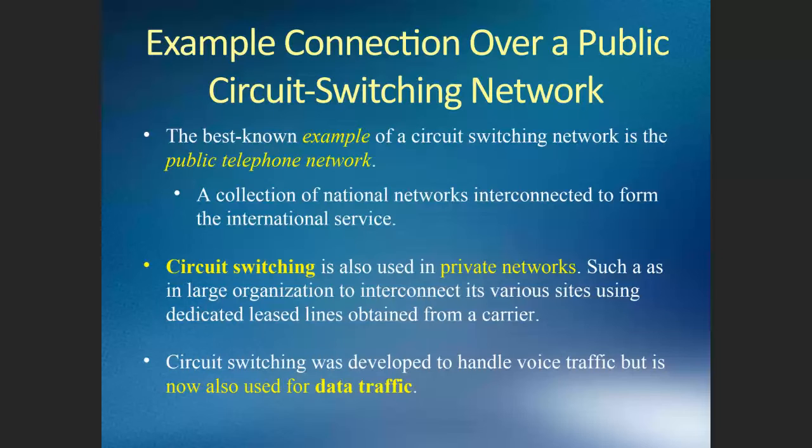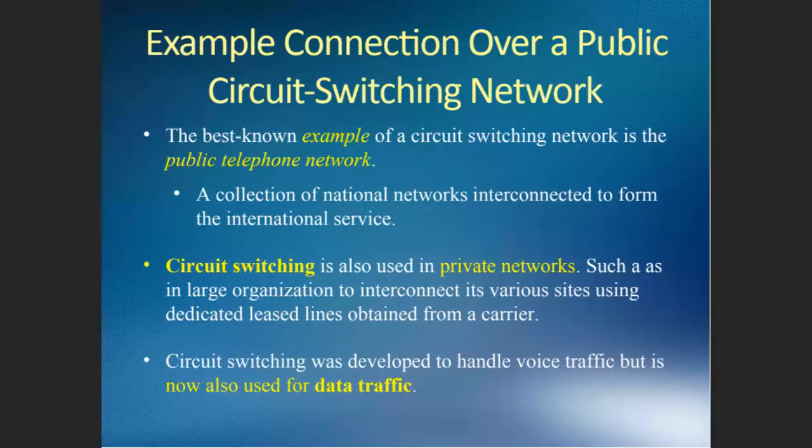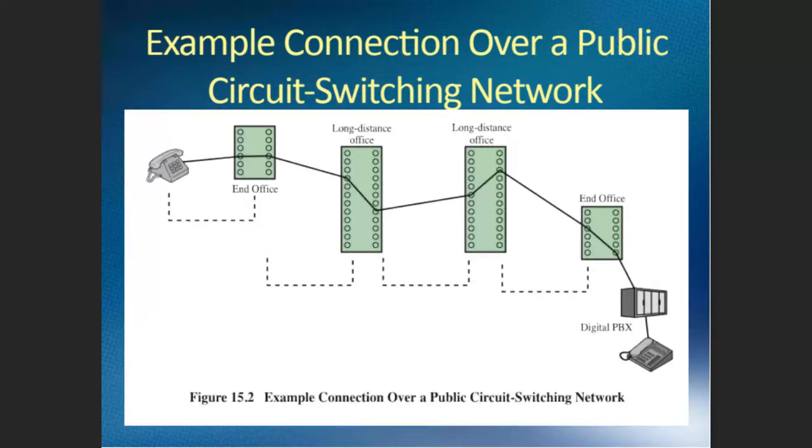Circuit switching was developed to handle voice traffic, but now it is used for data traffic because circuit switching was there before the internet. This is an example. You have to know the names here. So here we have the transmitter. Then that signal will go through the end office to the long distance office. Then it will arrive at the receiver side, long distance office, then the end office and the digital PBX of the receiver. Okay.